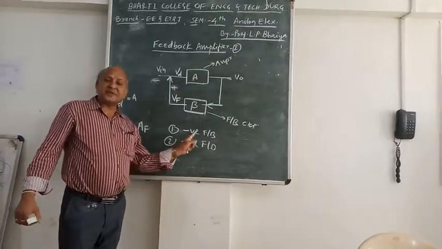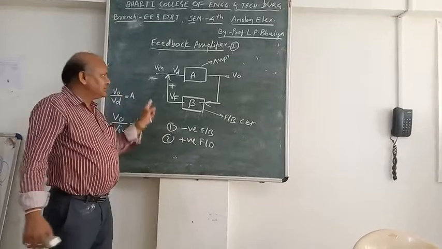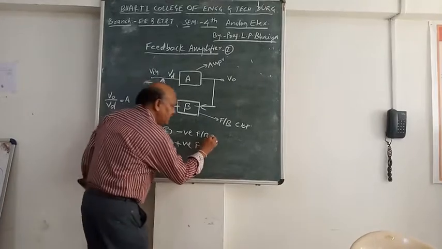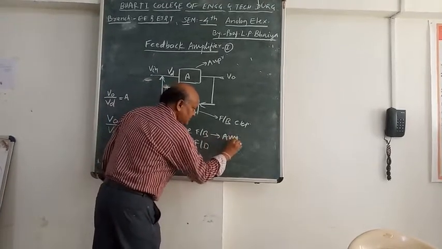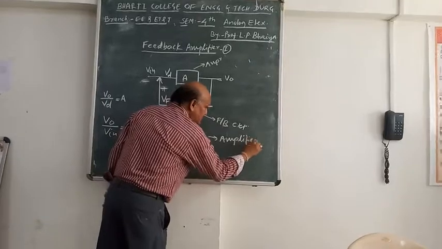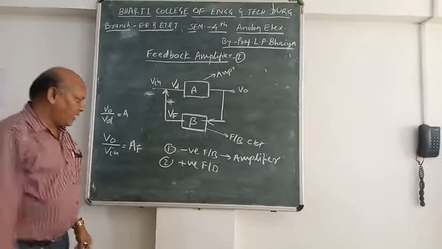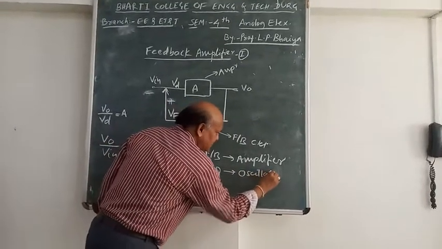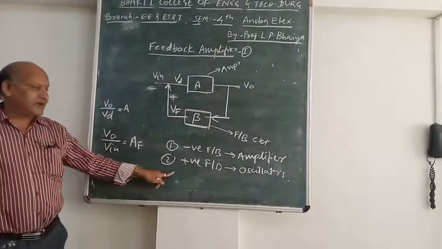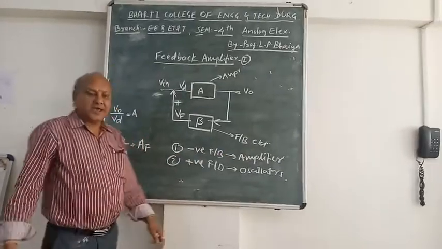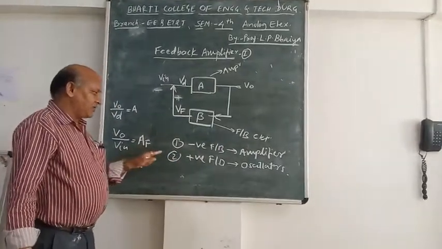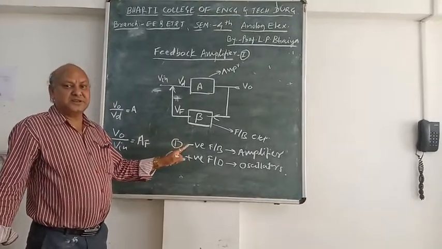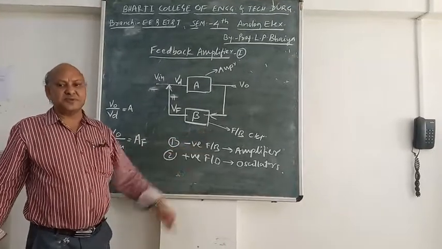Now, where is the application of negative feedback and positive feedback? This is simply the phenomenon of feedback. Negative feedback is generally used in amplifiers. All amplifiers mostly are used with negative feedback, while positive feedback is used in oscillators. In oscillators, we use positive feedback, while negative feedback is used in amplifiers. So these are very important. Now we will see what the effects of negative feedback and positive feedback are.